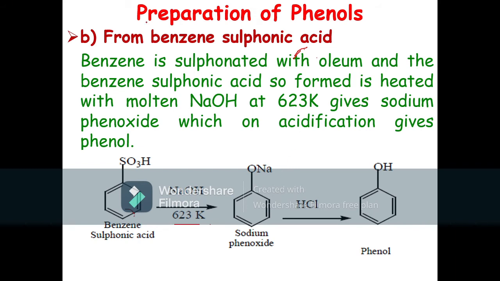Do you understand, students? Here oleum is nothing but fuming sulfuric acid. The molecular formula is H2S2O7, or H2SO4·SO3. This is the oleum or fuming sulfuric acid.